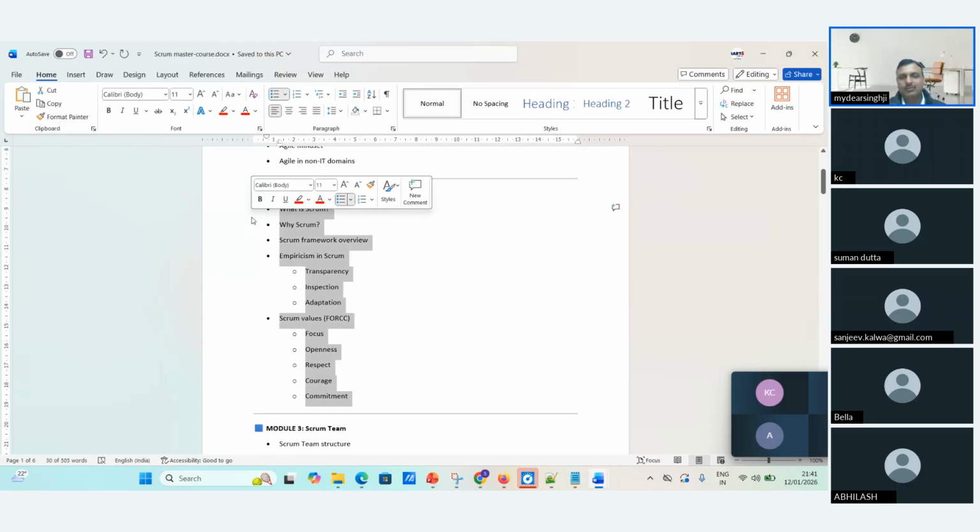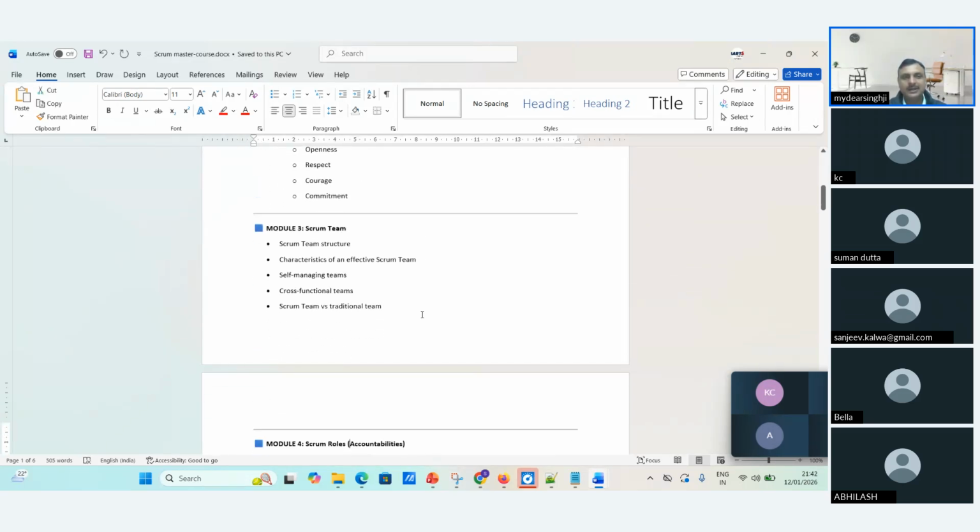If I'm using the Scrum framework, who are the role people who will be there? Later we can understand this, and the day after tomorrow we can see what the Scrum team is, the Scrum structure, the structure of an effective Scrum team, a self-managing team, and how cross-functional team coordination works. Then we can discuss how a Scrum team and a traditional team work. We will see all these things later.